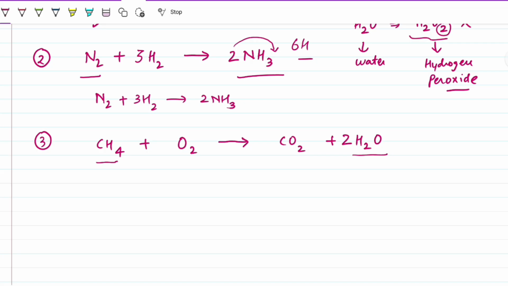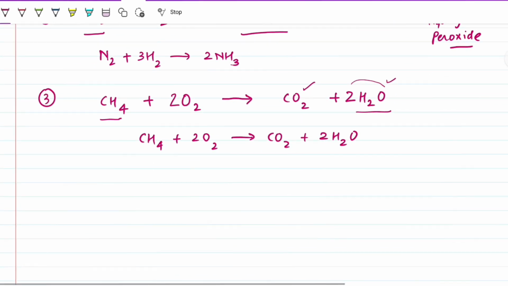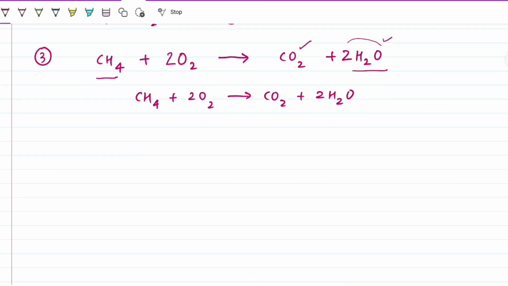Now again calculate oxygen. On the product side we have O2 and 2O, total oxygen 4. On the reactant side we have only 2. Now I will write 2. So this is the balanced equation: CH4 plus 2O2 gives CO2 plus 2H2O. What you have to remember is, whenever there is a case of even and odd, leave that atom and balance the next one.